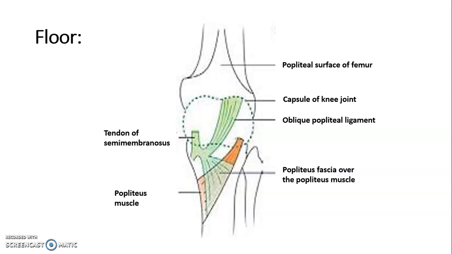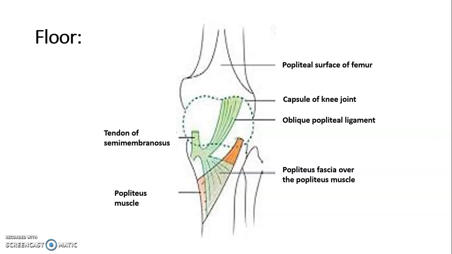The floor of this is formed by all these structures that you can see in this diagram, including the popliteal surface of the femur, capsule of knee joint. This is the oblique popliteal ligament. Then this is the popliteal fascia over the popliteus muscle itself, and tendon of the semimembranosus muscle. So these structures form the floor of the popliteal fossa.